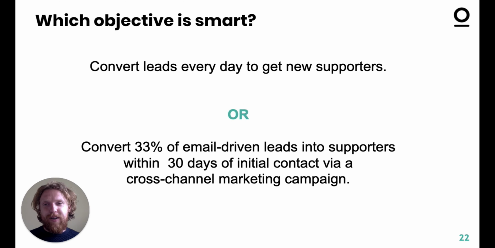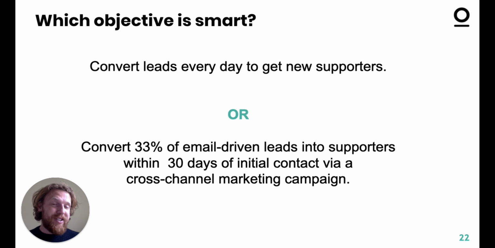Let's give it another go. So the first objective that we set is to convert leads every day to get new supporters. Or we're going to convert 33% of email-driven leads into supporters within 30 days of initial contact via a cross-channel marketing campaign. I hope it's fairly obvious that the second one is a SMART objective there.